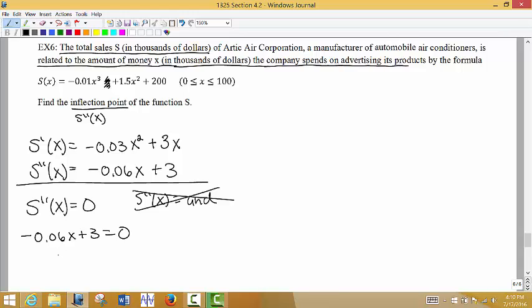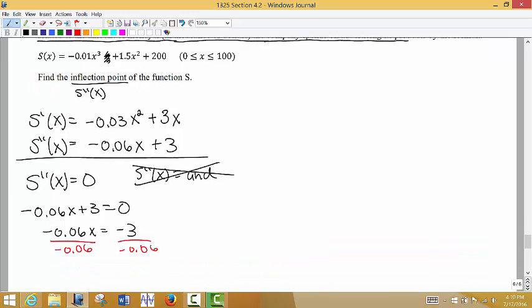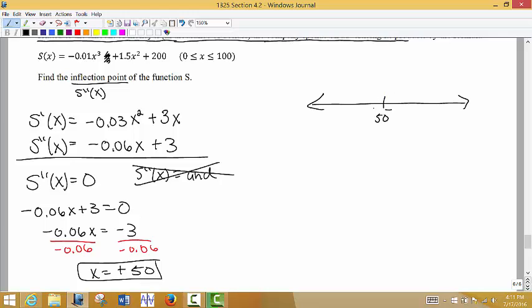Okay, pretty easy equation to solve. I'm going to bring 3 to the other side, so we're going to subtract that over. Then I'm going to divide both sides by negative 0.06, and I end up with actually a positive 50. So if we think about what we're actually finding here, remember x equals 50 represents $50,000. This is the amount of money that's spent on advertising. Let's see what's happening to the left and to the right, just to prove that we do have a transition point that represents this inflection point.